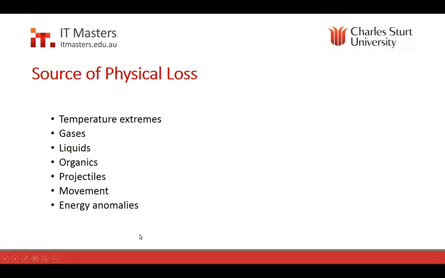There are a number of sources of physical loss that physical security mechanisms protect against. This is not an exhaustive list. First, temperature extremes, so things getting too hot or too cold. We all know that digital devices have a recommended operating range of temperatures, and if things fall above or below that, then issues can be encountered. So temperature and humidity control in particular are really important aspects of any physical environment. Gases as well, due to damage to the physical environment. We'll talk about that more as we go along.